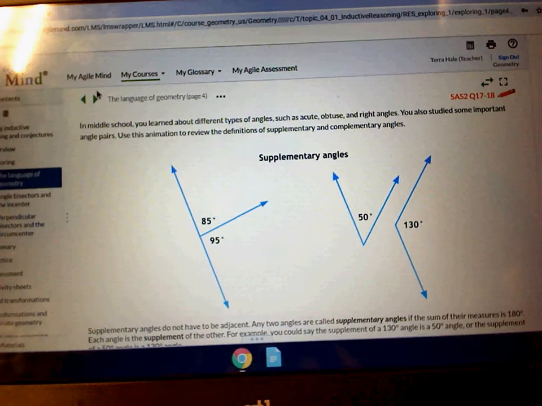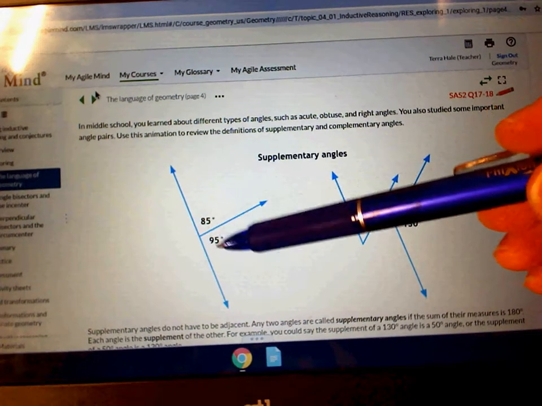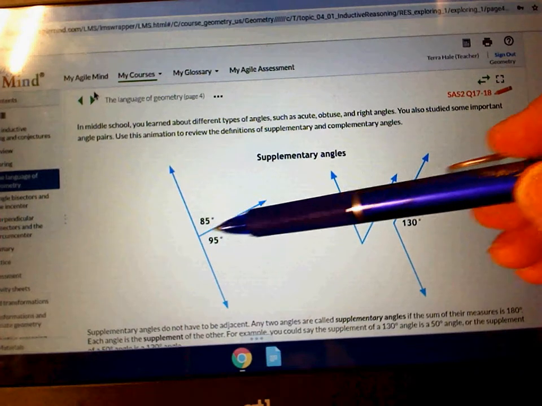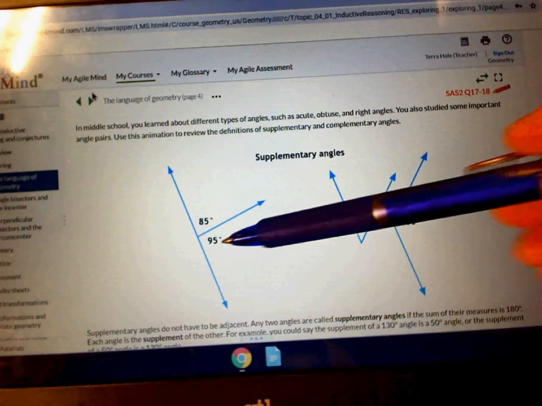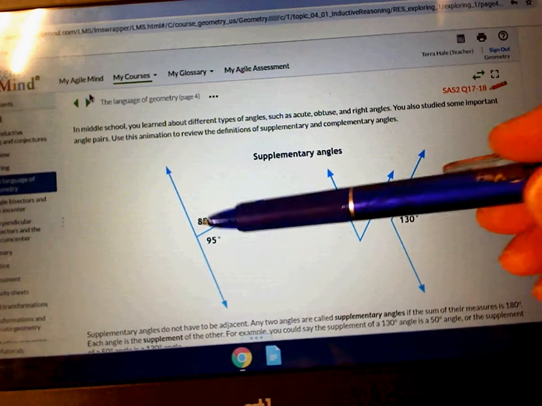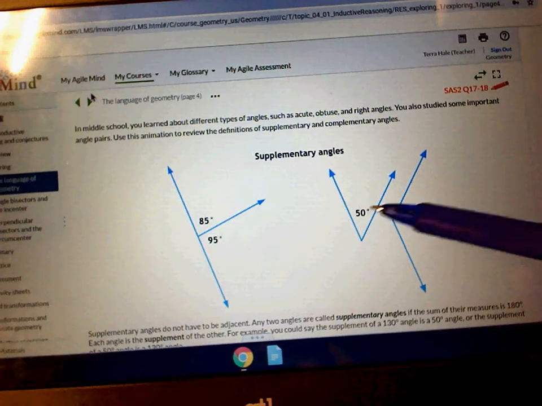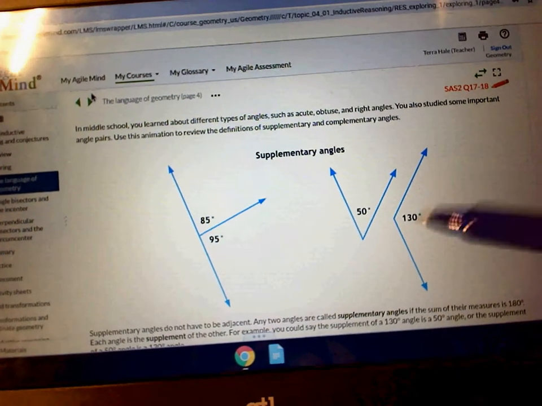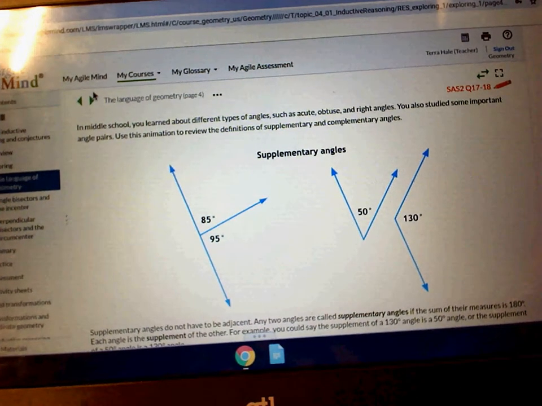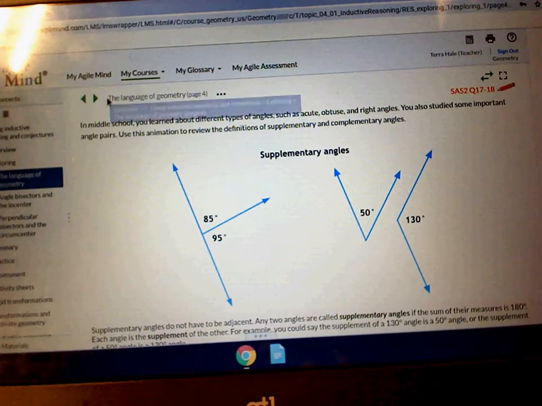The 2 angles have to add to be 180. Now, these 2 angles share a side, so we call those adjacent angles. 85 plus 95 is 180, so that's a pair of angles that add to 180, so those are supplementary angles. These 2 don't share a side, but they still add to be 180 degrees. They are also supplementary angles. So they don't have to be adjacent to one another to be supplementary.